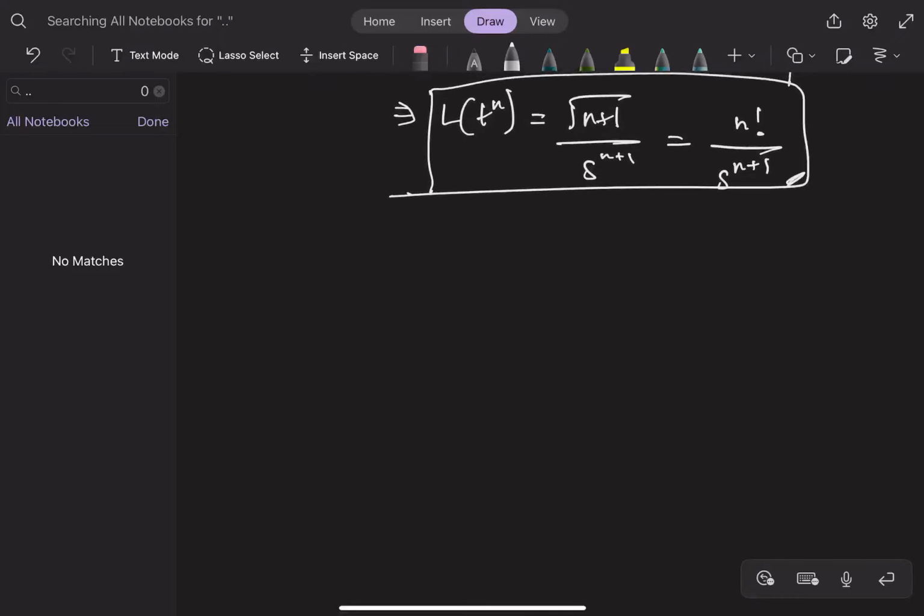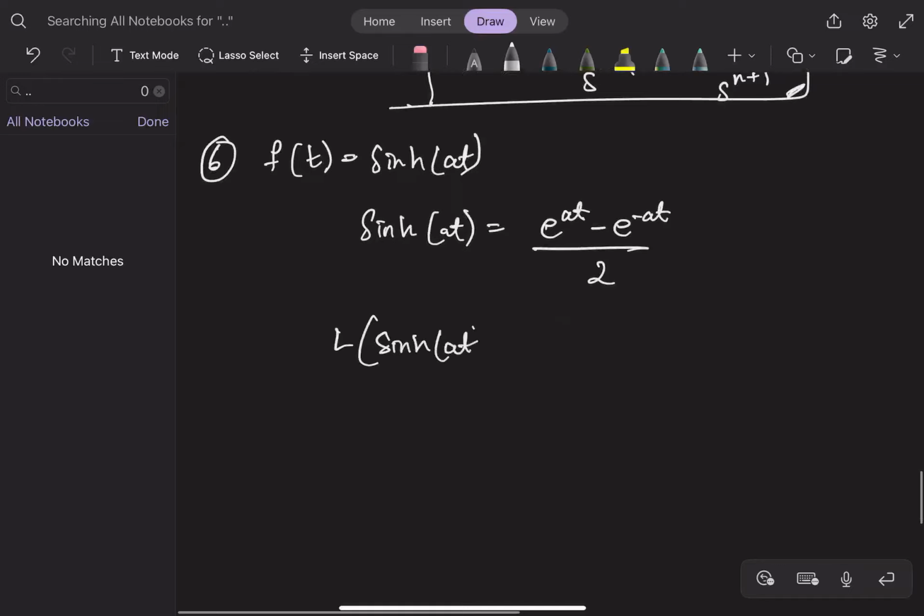Now we have 2 more functions to go. We've done sine and cos. Now let's do sin h and cos h. So if you have f(t) is equal to sin h at. Now sin h of at can be written as e raised to at minus e raised to minus at, divided by 2. So Laplace of sin h of at is equal to Laplace of e raised to at minus e raised to minus at, divided by 2.